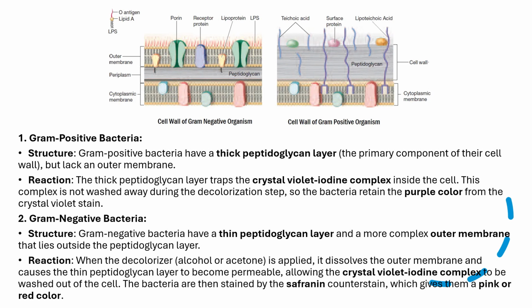Gram-negative bacteria have a thin peptidoglycan layer and a more complex outer membrane that lies outside the peptidoglycan layer. When the decolorizer, either alcohol or acetone, is added, it dissolves the outer membrane and causes the thin peptidoglycan layer to become permeable, allowing the crystal violet iodine complex to be washed out of the cell. The bacteria are then stained by the counterstain safranin, which gives them a pink or red color.